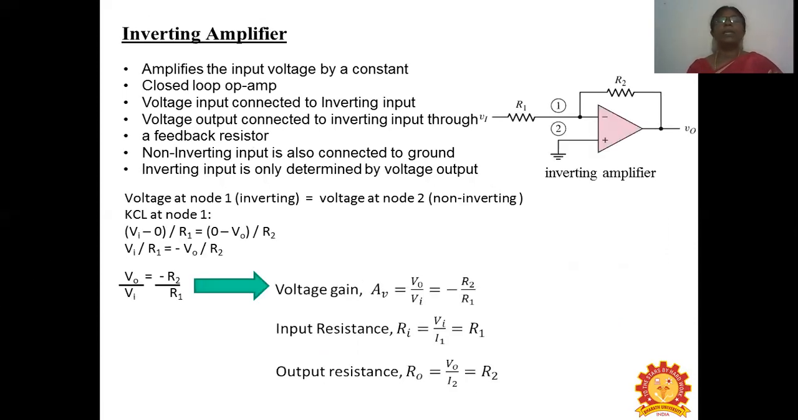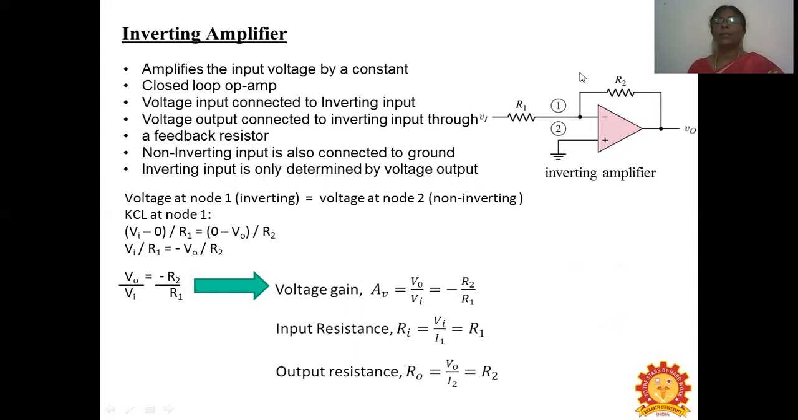Next one, inverting amplifier circuit. This is the circuit diagram of the inverting amplifier circuit. We call this circuit an inverting amplifier because we are applying the input signal to the inverting terminal of the operational amplifier circuit through the resistor R1.